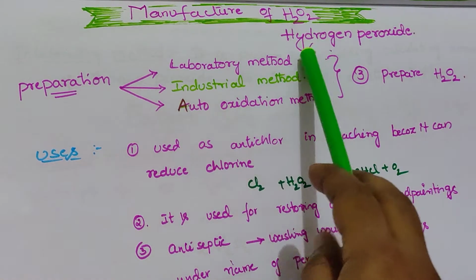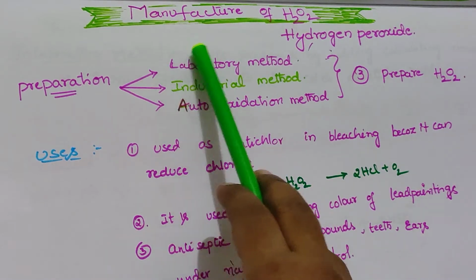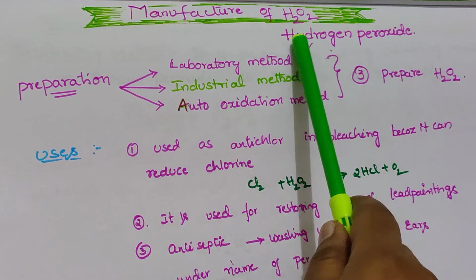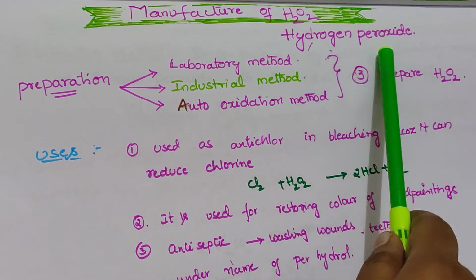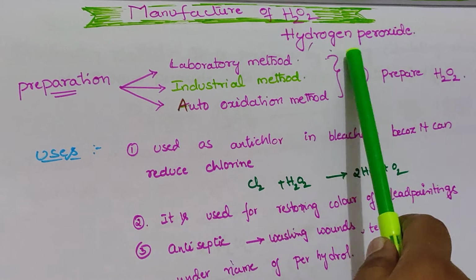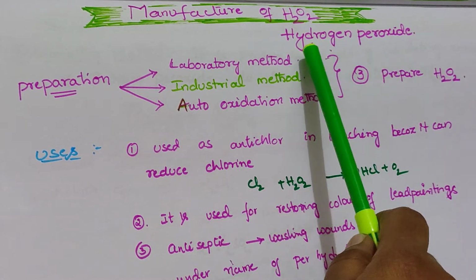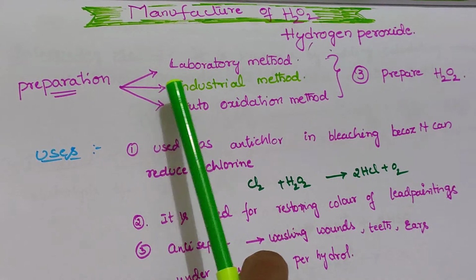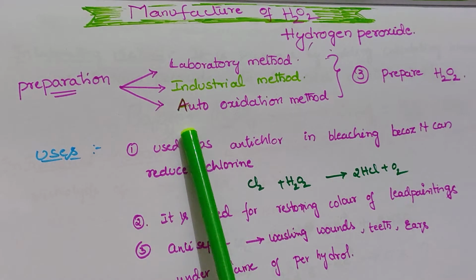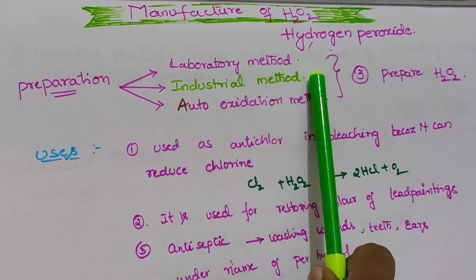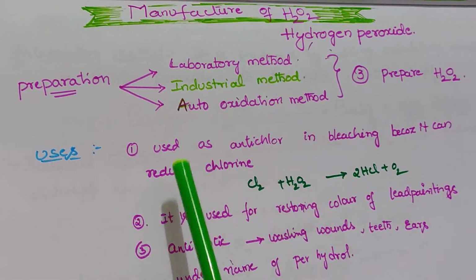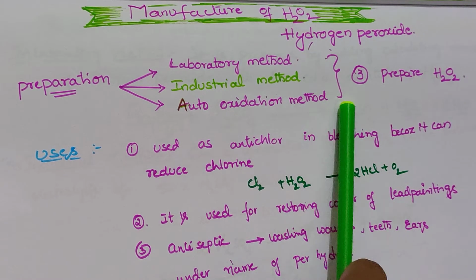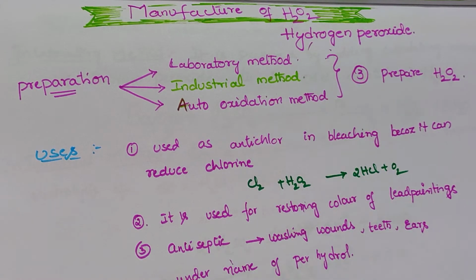Manufacture of hydrogen peroxide. This is today's topic. H2O2 is also called hydrogen peroxide. Hydrogen peroxide is prepared mainly by three important preparations, that is the laboratory method, the industrial method and the auto oxidation method. These three methods are very important to prepare hydrogen peroxide.